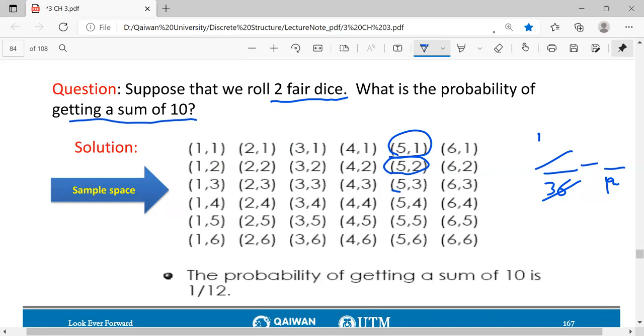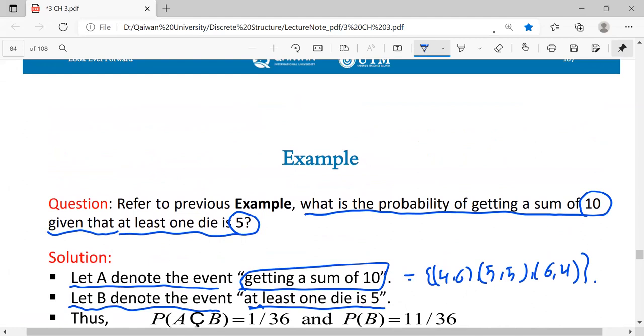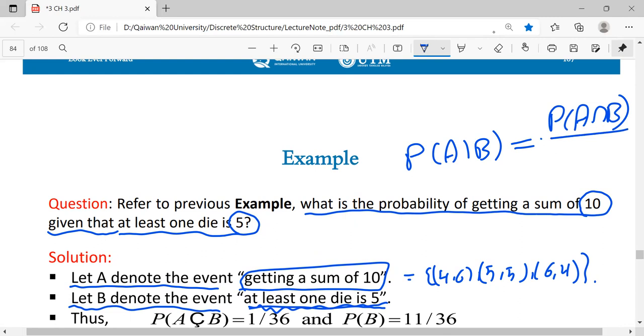This one, this one, this one, this one, this one. Do we have any others? We have no others. As you see here, 1, 2, 3, 4, 5, 6, 7, 8, 9, 10, 11. That means we have 11 elements in the sample space where there's at least one 5. Now we say the probability of A given B equals probability of A intersection B divided by probability of B. And here we should find the probability of A intersection B and also the probability of B.